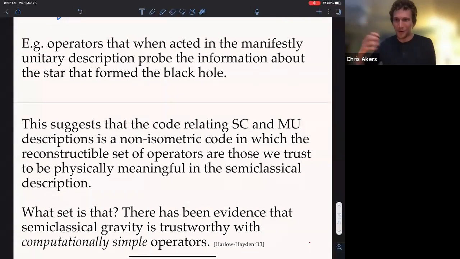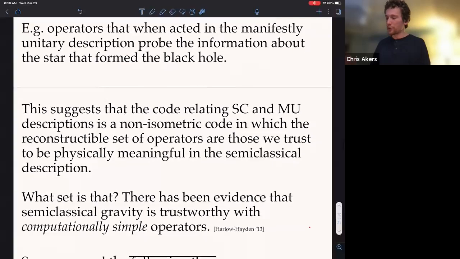So, what set is that? What operators do we trust in the semiclassical description? And I claim that there's evidence that it's the so-called computationally simple operators, right? So the operators that you don't trust in semiclassical gravity seem to be complicated, like take an exponential amount of time to act, for example.